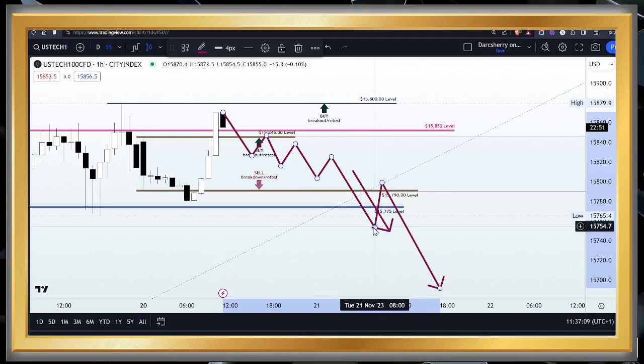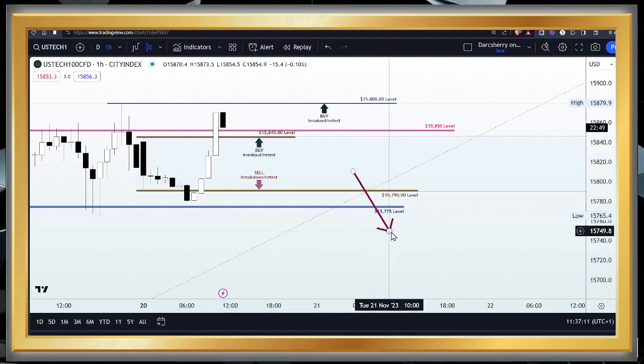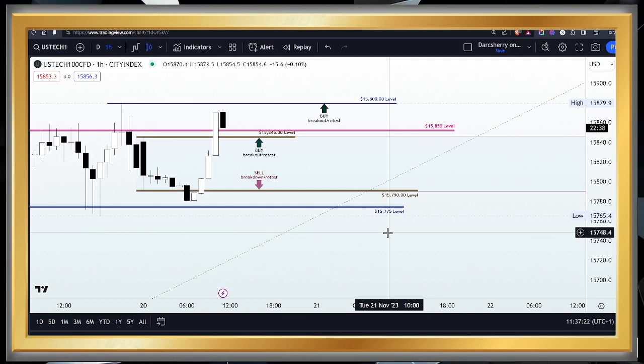So I will not be selling the USTech 100 today unless price takes out the ascending trend line we identified on the 4 hour time frame. So this is how we are going to be managing our positions on the USTech 100 for this week.